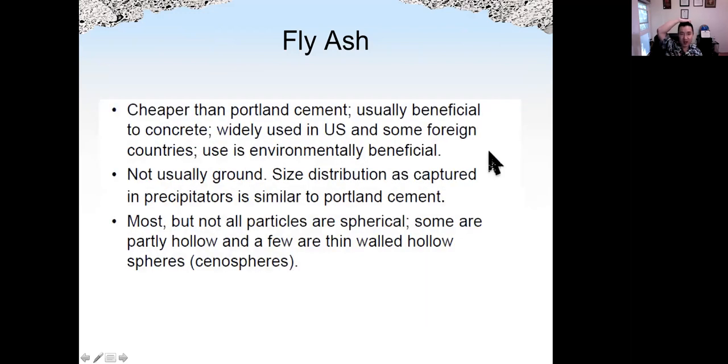The cost of fly ash actually depends on the location. Typically, it will be cheaper than Portland cement, but here in Hawaii, the price is actually similar or even more than Portland cement. It is usually beneficial to concrete. It is widely used in the U.S. and some other foreign countries. The use of fly ash is very much environmentally beneficial because we reduce the disposal cost, and also we replace Portland cement with fly ash.